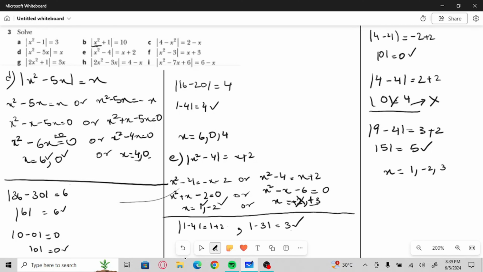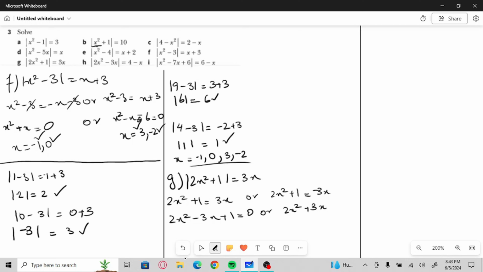On part G, we have modulus of 2x squared plus 1 equals 3x. In two possibilities, we have a negative value if you open it and a positive value. So 2x squared plus 1 equals -3x, or 2x squared minus 3x plus 1 equals 0, or 2x squared plus 3x plus 1 equals 0. Just directly input these into the calculator and we will get the answers.